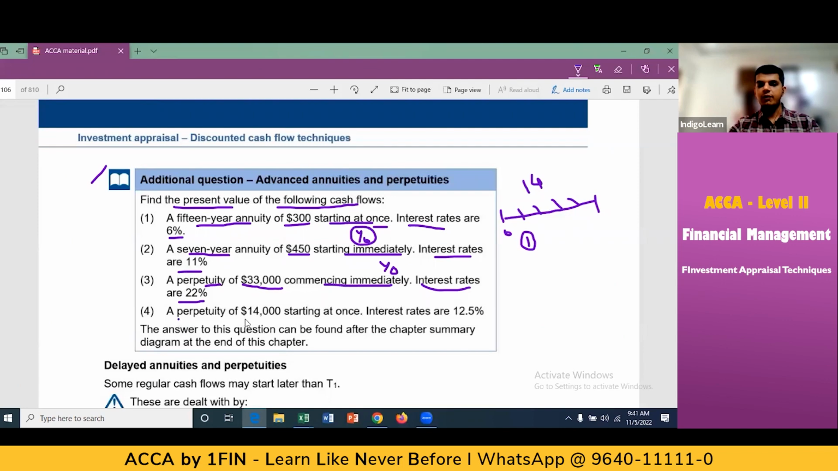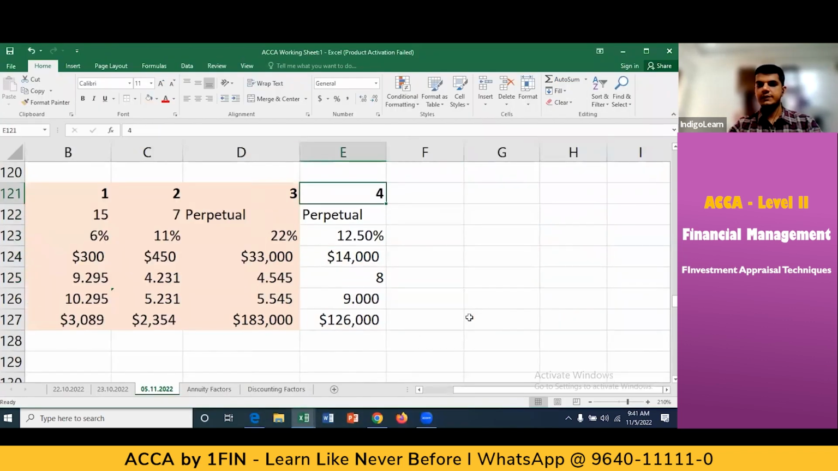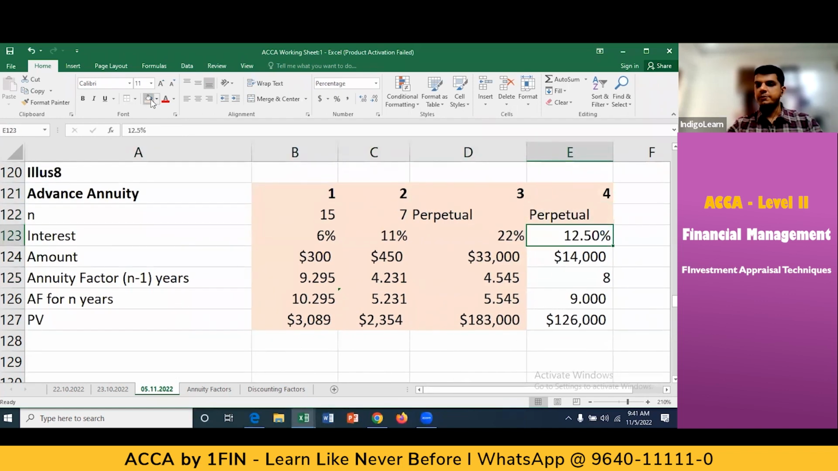A perpetuity of $14,000 starting at once means from year 0. Interest rates are 12.5%. Okay. So this could be done immediately, what we have just now done. It is perpetual, 12.5% is the interest, $14,000 is the annual cash flow. If we want to calculate the annuity factor for n minus 1 year, that is after excluding year 0, it is 1 divided by 12.5. So we got 8 plus 1, that is the present value factor for year 0. And then to get the amount, it is annuity factor into the amount.